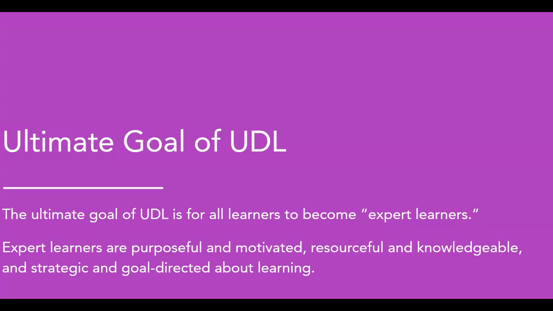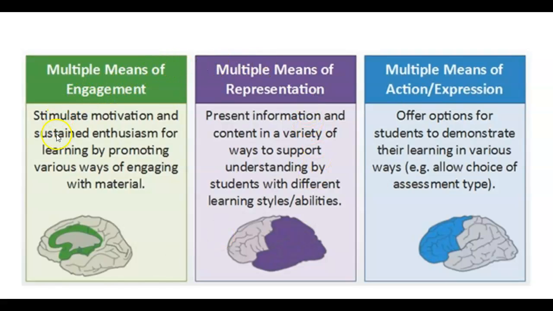The ultimate goal of UDL is for all learners to become expert learners. The expert learners are purposeful and motivated, resourceful and knowledgeable, and strategic and goal-directed about learning. Again, we talked in a previous module about the idea of banking versus libertarian focus of learning, and how we want the student to be the center of it, focusing on how they become agents in their own right, in their own learning. UDL helps with that. There are these kinds of ideologies around it.